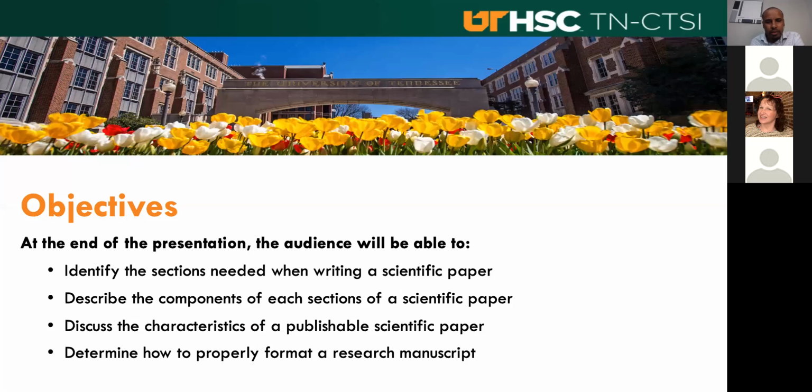So in today's presentation, at the end of the presentation, I hope everybody will be able to identify the sections needed when writing a scientific paper. I hope everybody will be able to describe the components of each section of a scientific paper, discuss the characteristics of a publishable scientific paper, and determine how to properly format a research manuscript.